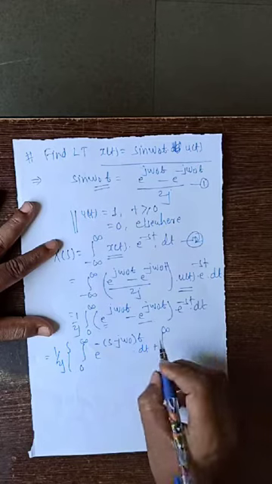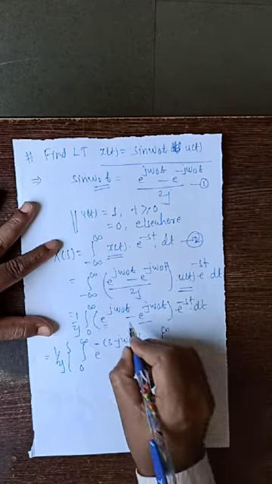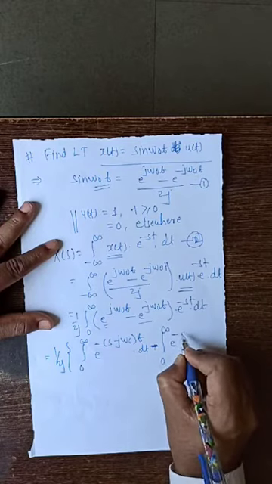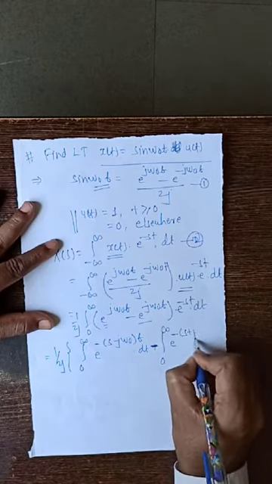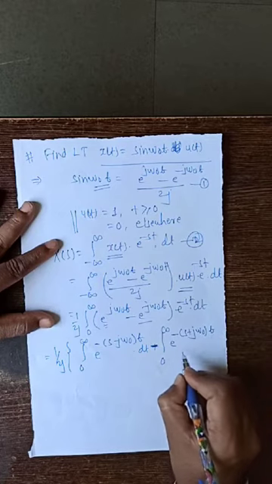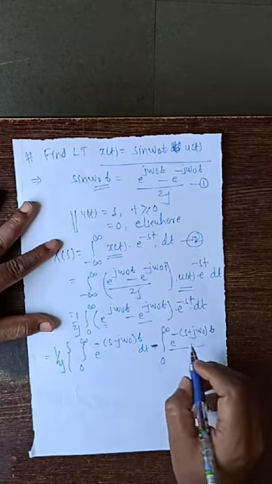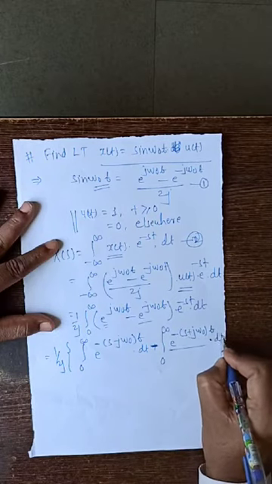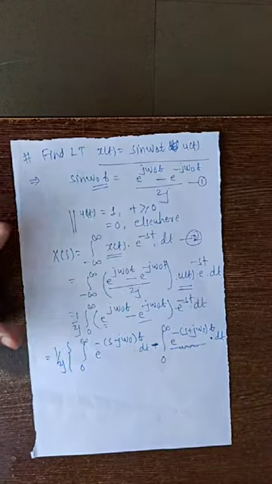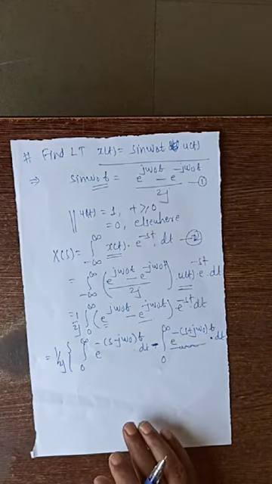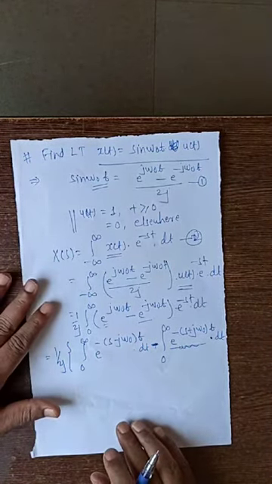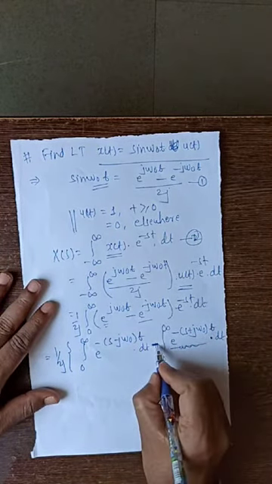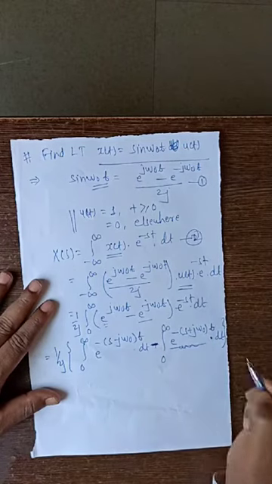Now take this second term. So this is a minus sign because minus is there. Minus e raised to, again take the minus sign outside, minus (s plus j omega naught) t into dt. So e raised to minus st minus j omega naught t. No issue. So this is a minus sign. So the entire bracket is completed.